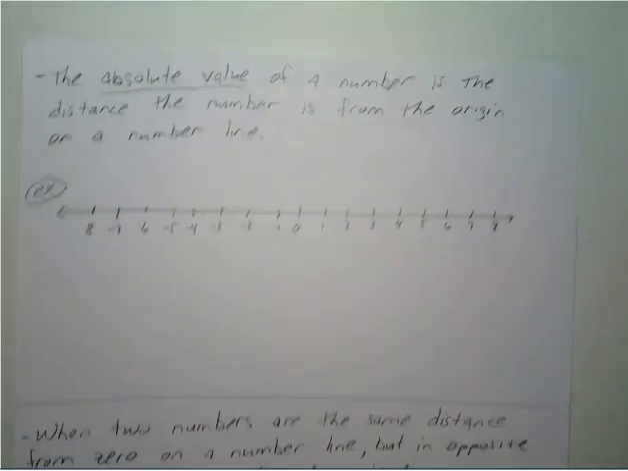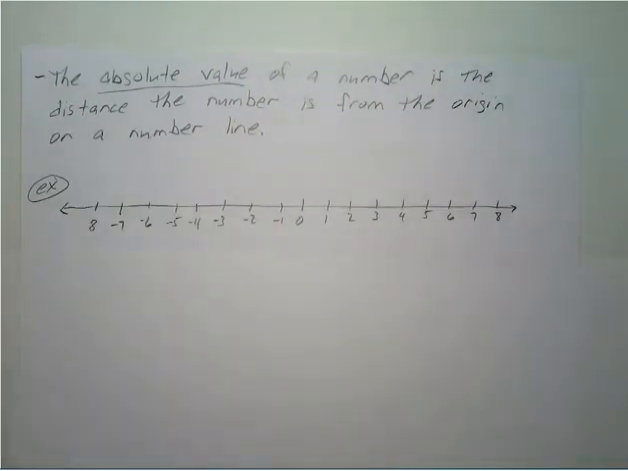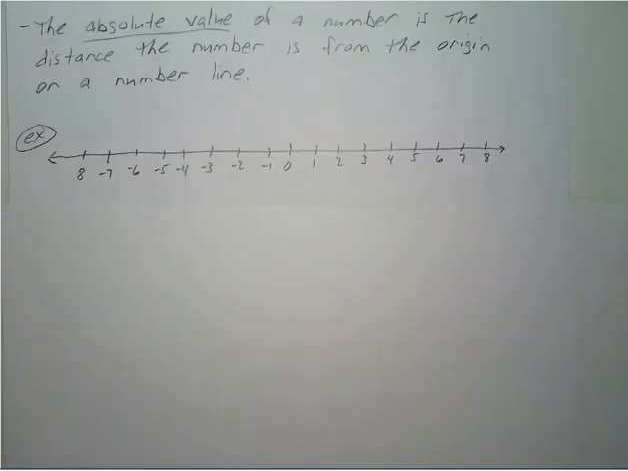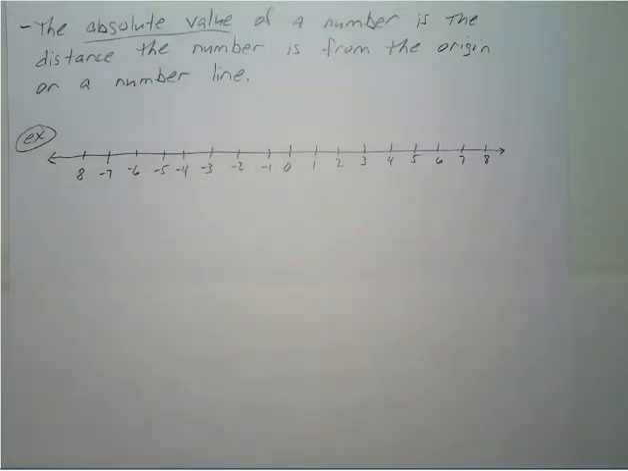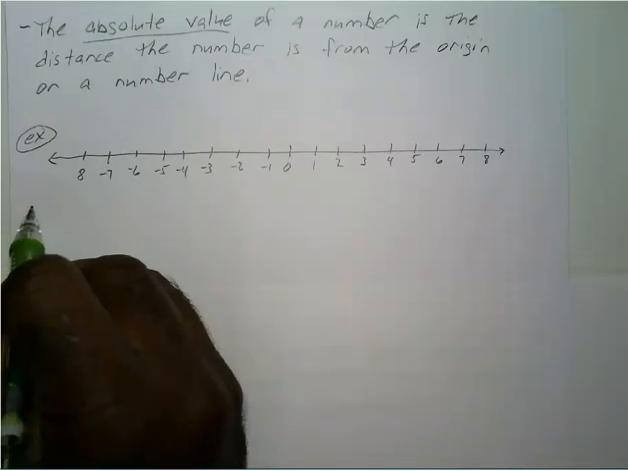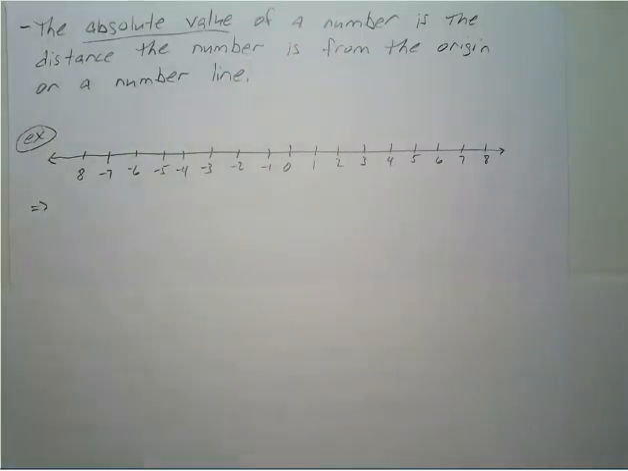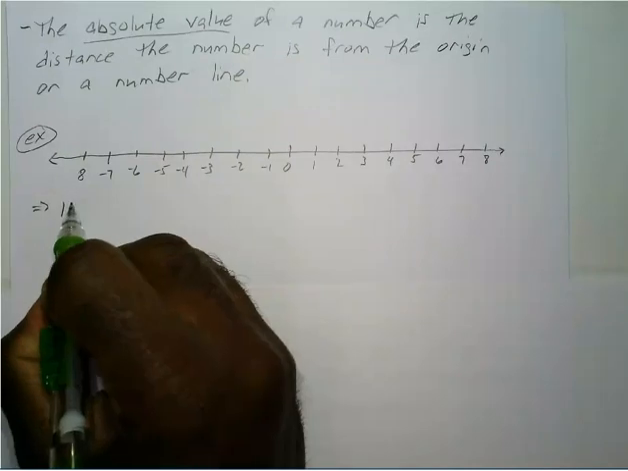Let me move that over and cover up down here just like that. Okay, we're going to look at the absolute value of a number, which is going to be really important going forward for our integers. The absolute value of a number is the distance that number is from the origin on a number line. To give you a couple of examples, the absolute value of 6.